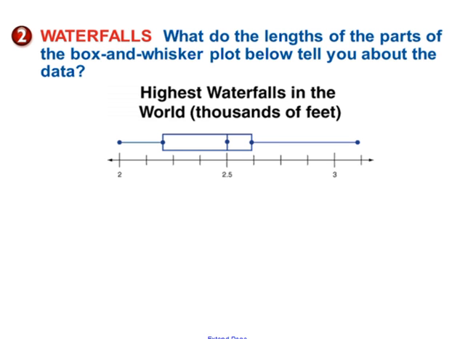What do the lengths of the parts of the box and whisker plot below tell you about the data? Well, as I look at it, I want to look at how much it changes, or the distances here. It looks like the second quartile is much more spread out than the third quartile. So the second quartile data is more spread out than the third quartile data. And if I look at it, the data in the fourth quartile is the most spread out of any of the data on the chart.